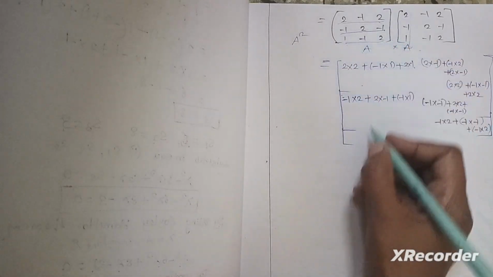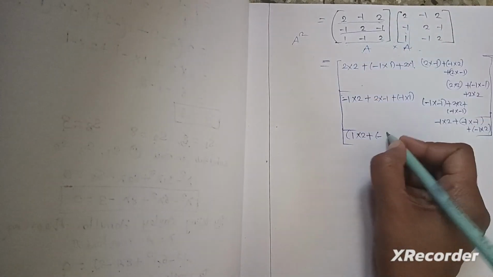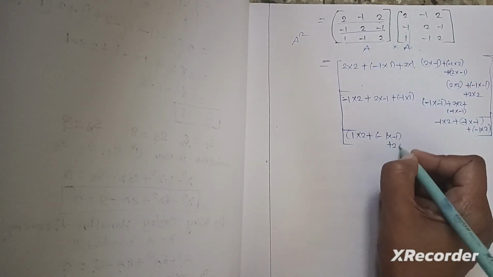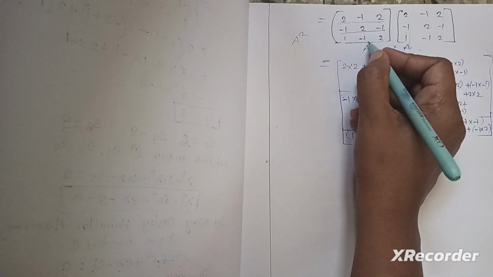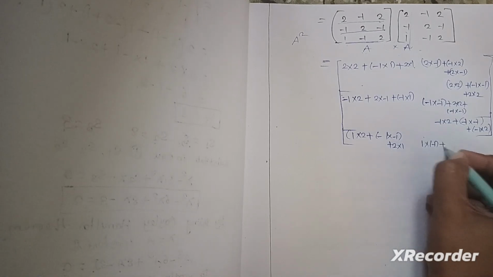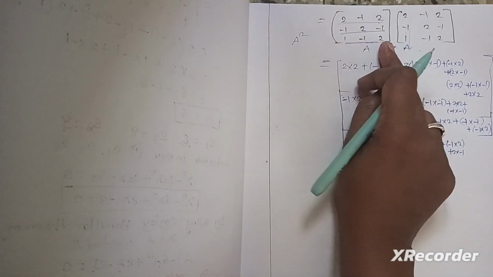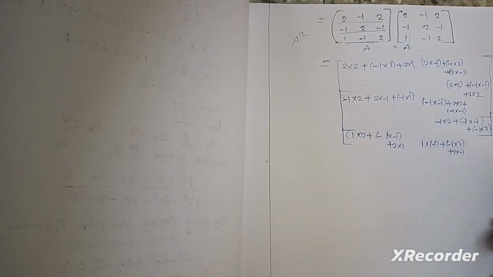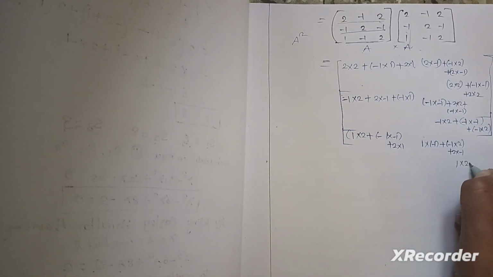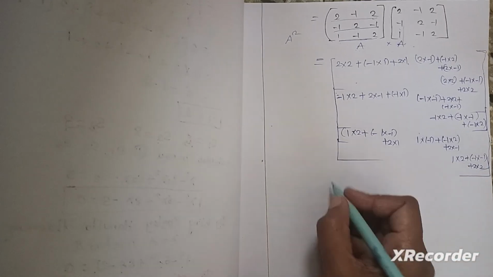Next, third row and first column: 1 into 2 plus minus 1 into minus 1 plus 2 into 1. Next, third row and second column: 1 into minus 1 plus minus 1 into 2 plus 2 into minus 1. Next, third row and third column: 1 into 2 plus minus 1 into minus 1 plus 2 into 2. So next we have to solve.